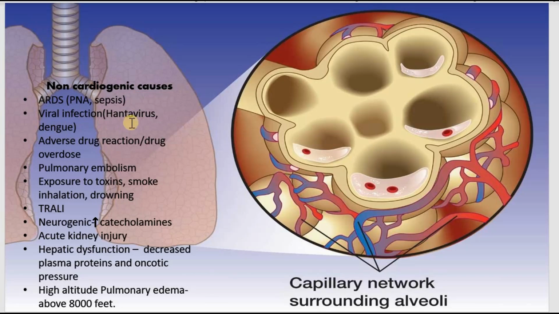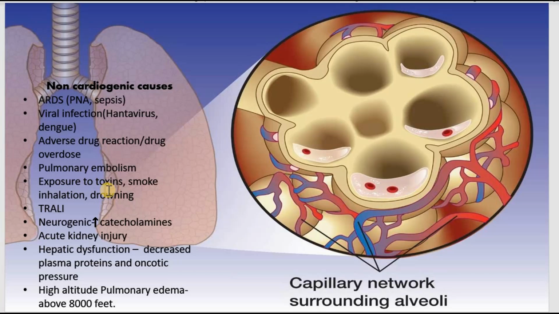Certain viral infections, for example hantavirus, dengue, can lead to pulmonary edema. Adverse drug reaction or drug overdose. Drug overdose with cocaine, heroin can cause pulmonary edema, or salicylate toxicity. Salicylate toxicity can lead to pulmonary edema. Pulmonary embolism, that is a blood clot in the pulmonary circulation, and if that blood clot is large enough to clog the arteries, there is increased pressure in the pulmonary circulation and fluid can leak into the lung alveoli.